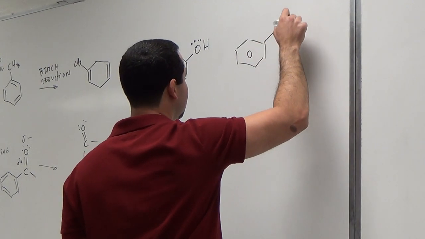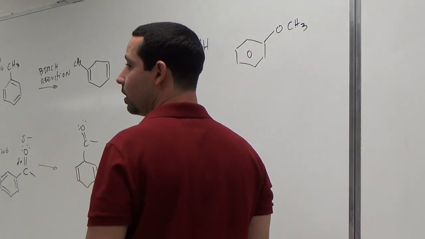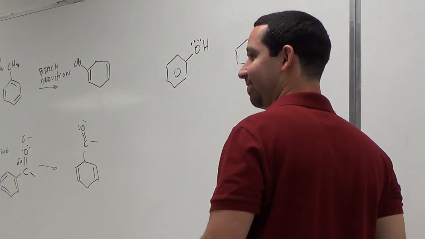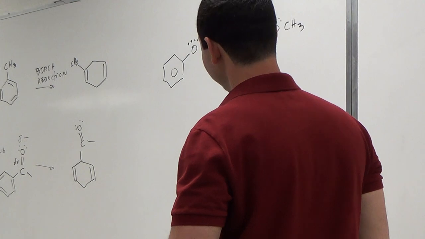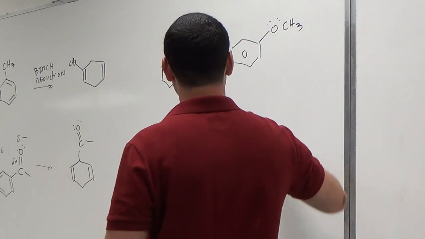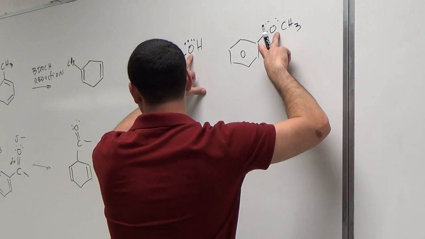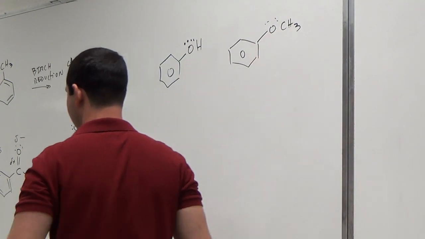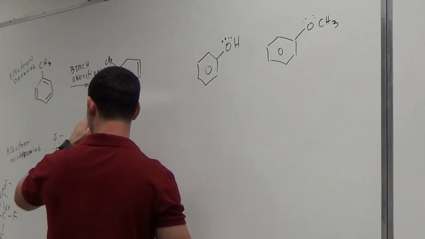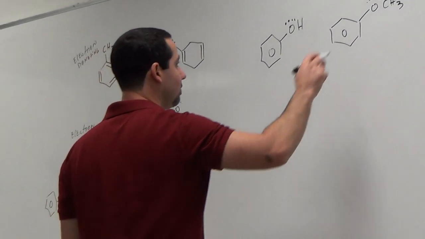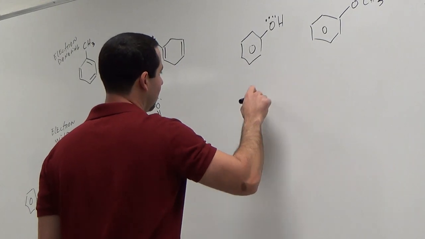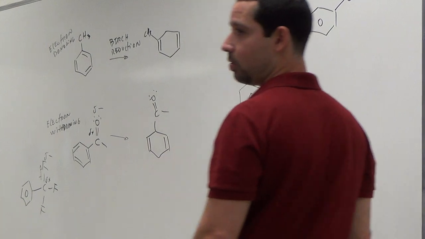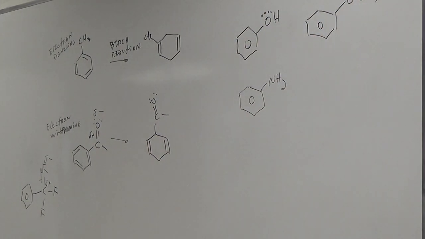How about this? Electron donating or electron releasing? Donating. The same thing, yes? If it has electrons here, it will be electron releasing. Electron withdrawing is when you have an element with what next to it? Electronegative element. So, how about this? Electron withdrawing or electron releasing?